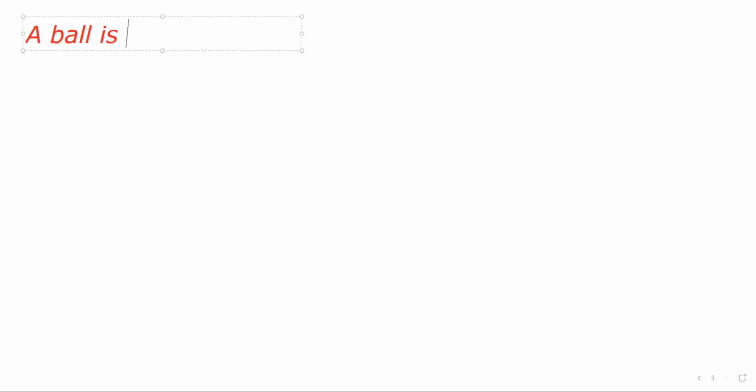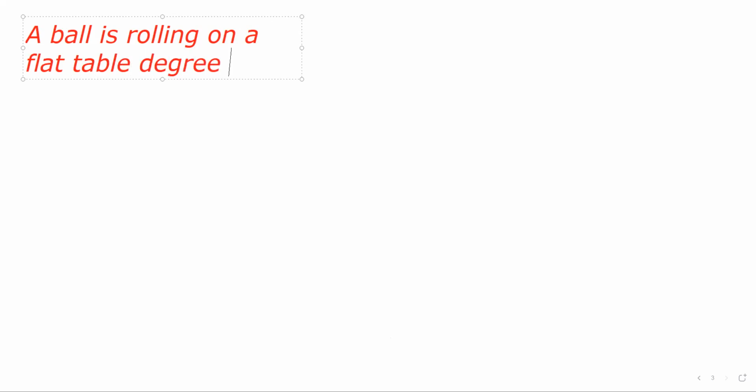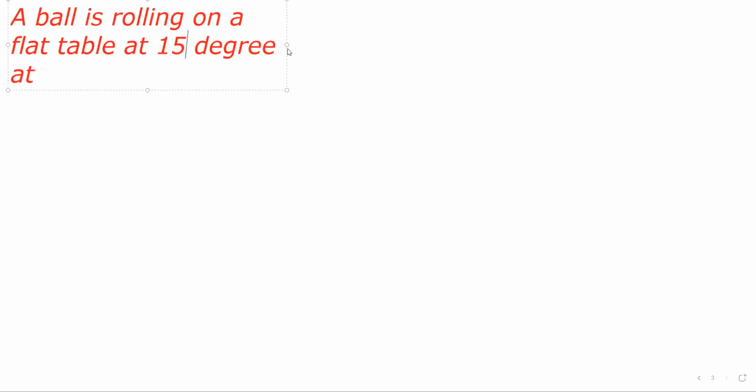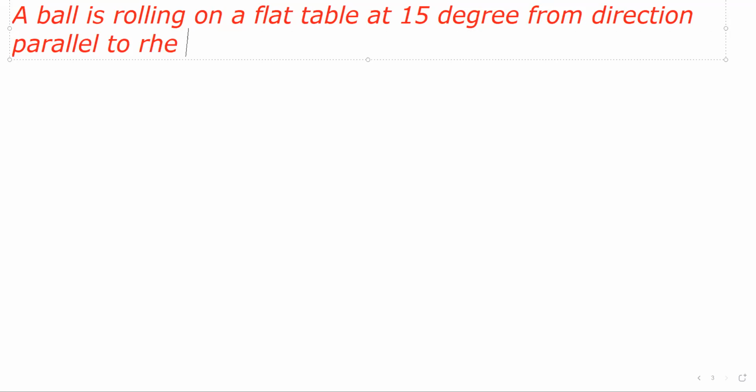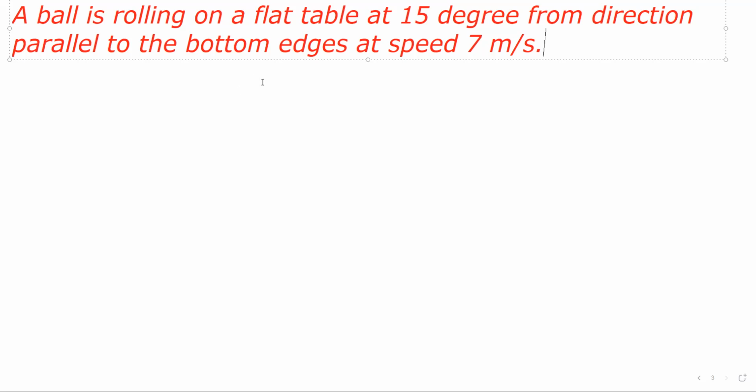A ball is rolling on a flat table at 15 degrees from a direction parallel to the bottom edge at a speed of 7 meters per second. Here now there's a ball. It's rolling on a flat table at 15 degrees from a direction parallel to the bottom edge at speed 7.